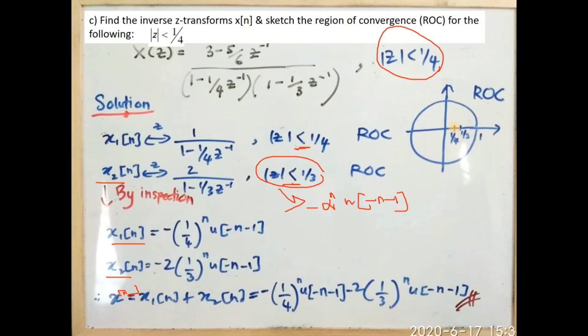So z less than 1/4 is actually, if you take into account both overlapping areas, 1 over 4 is actually here. Okay, 1 over 3 is where? It's actually here also, covering 1 over 4. So that's why for the region of convergence we only take less than 1 over 4, meaning the overlapping area. And for this case you see that the system is not stable. Why? Because it does not cover the unit circle.